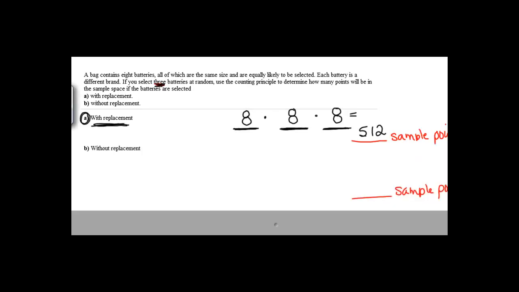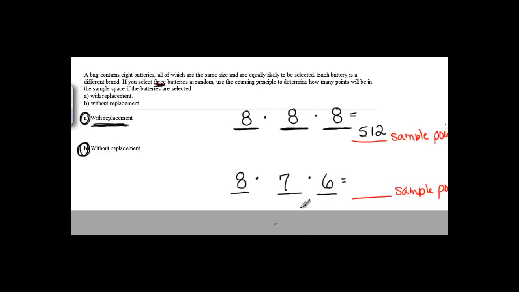And now let's work that same problem, but this time we're going to use without replacement. Again, I'm going to use the counting principle. I'm still selecting 3 batteries. When I select the first battery, there are 8 to choose from. But without replacement means that the one I've selected, I'm not going to put back into the bag. So on the second draw, instead of 8 batteries, there would be 7. And now I'll also not replace that battery. So for the third battery I select, there would only be 6 left in the bag.